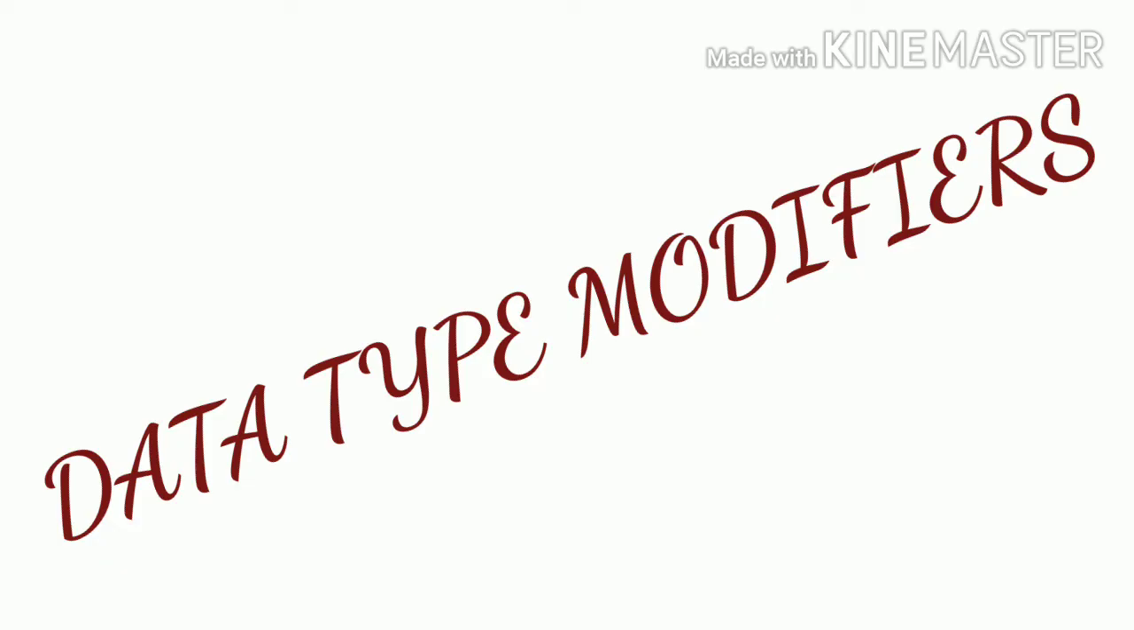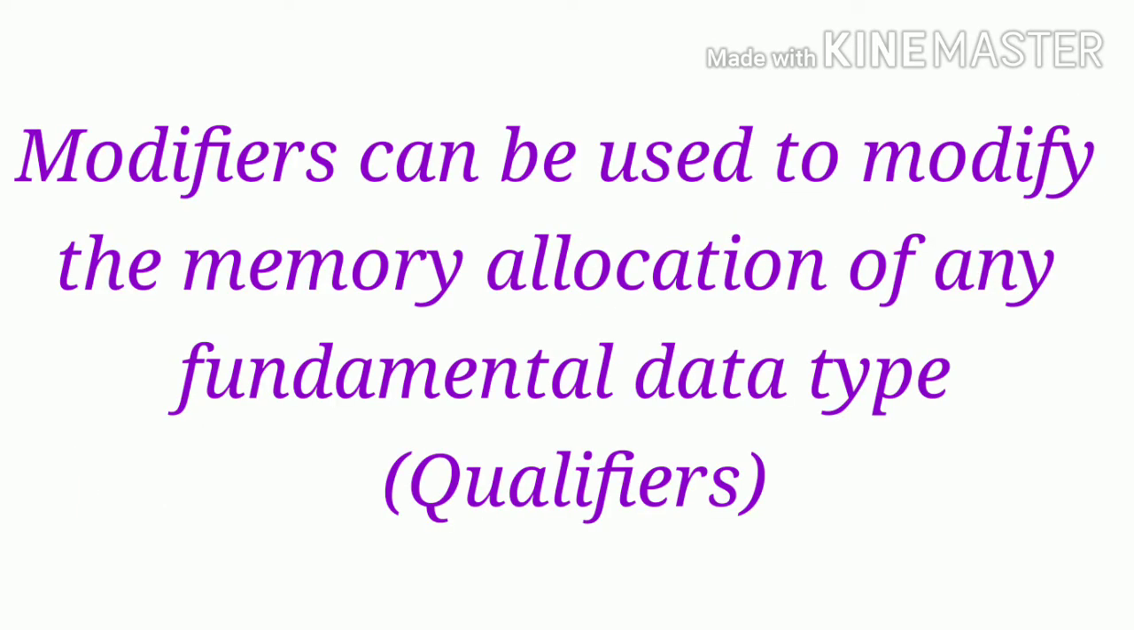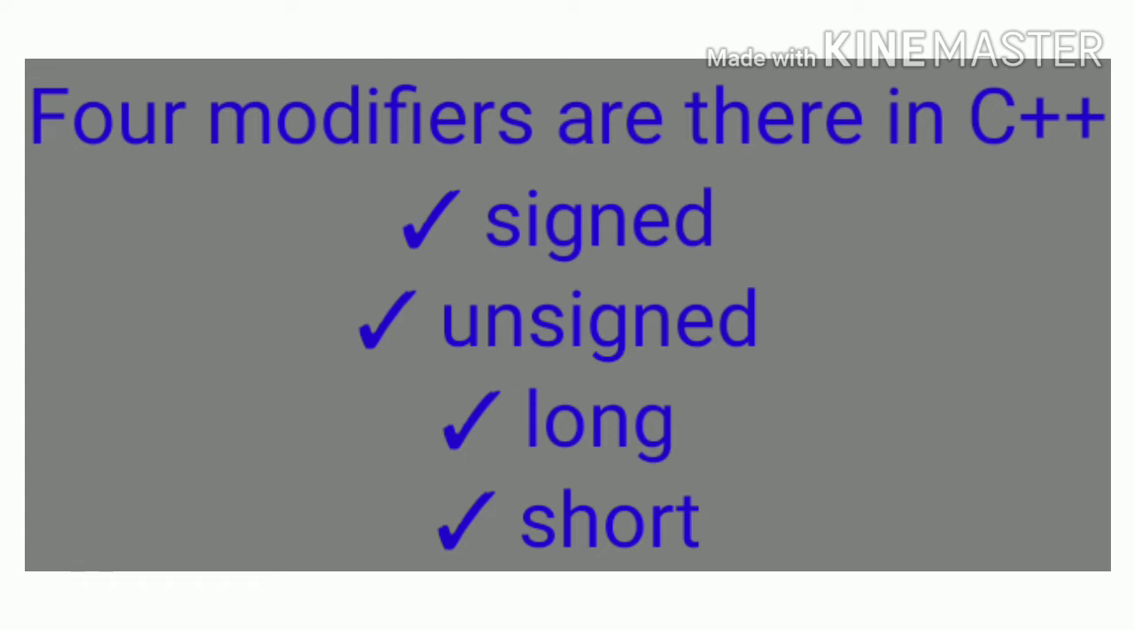The next concept is data type modifiers. Modifiers are used to modify the storing capacity of fundamental data types. Modifiers are also called qualifiers. All the fundamental data types can be modified except the void data type. In C++, there are 4 modifiers, that is signed, unsigned, long, short.